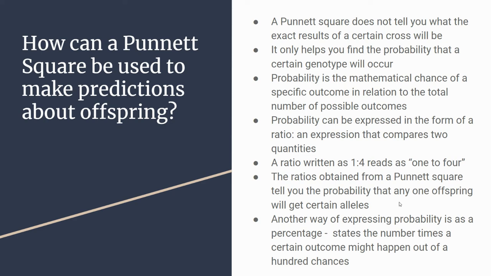So, another way of expressing probability is as a percentage. You guys heard me say that you had a 50-50 chance. So it literally states the number of times a certain outcome might happen out of 100 chances. Okay. So what that simply is, let's say we have a 1/2. So you're going to take your ratio and you're kind of going to flip it, so that the first number's on the top and the second number's on the bottom. Okay. Does that make sense?